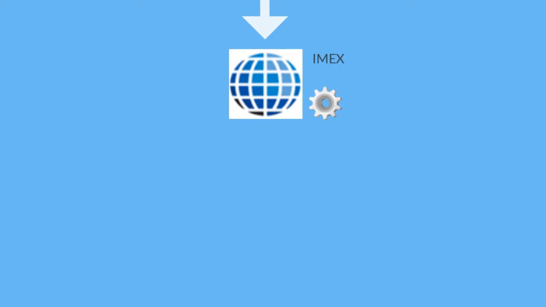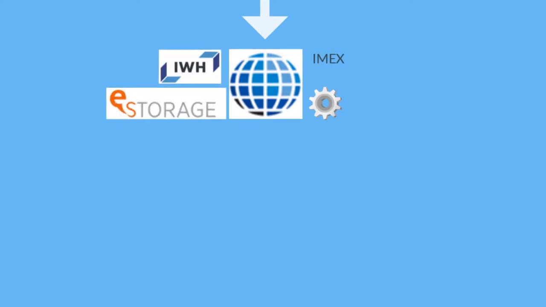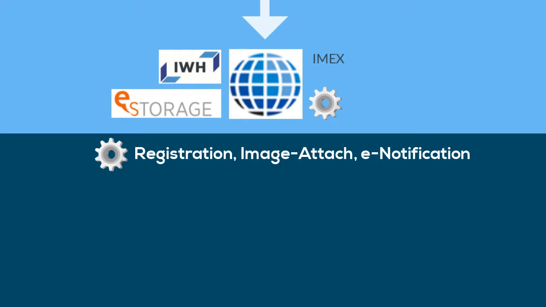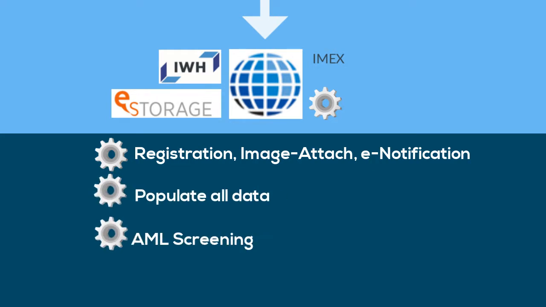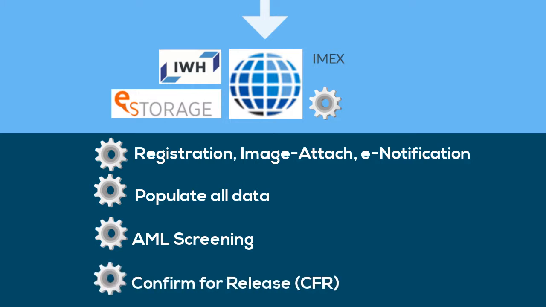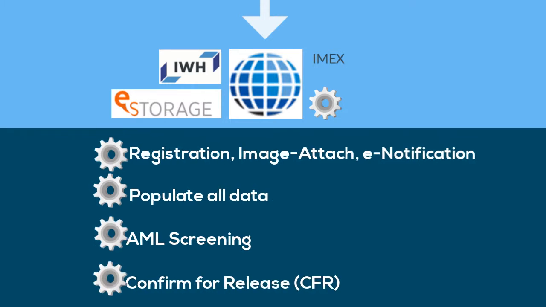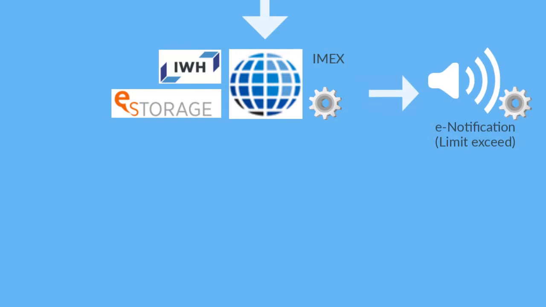Next, in IMEX processing with the help of IWH and e-storage, registration, image attach, e-notification, populating all data, AML screening and confirm for release will all be automated. If the limit is exceeded, an e-notification will be sent out.